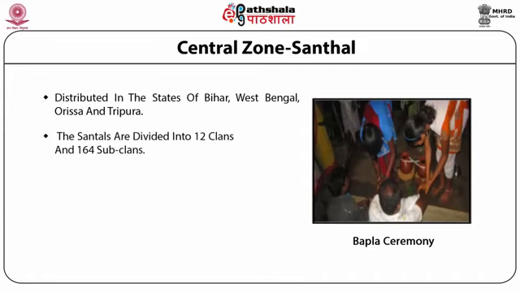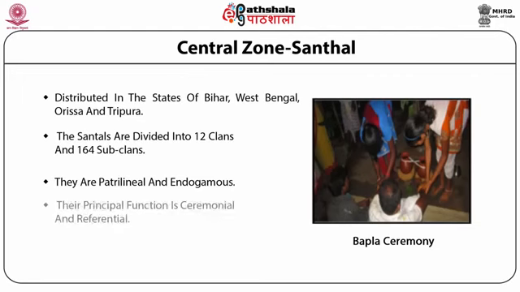Santals are divided into 12 clans and 164 subclans. They are patrilineal and endogamous. Their principal function is ceremonial and referential. The clan paris are ranked according to old functional divisions. The Kisku were kings, the Murmu priests, etc. There is a ban on intermarriage.